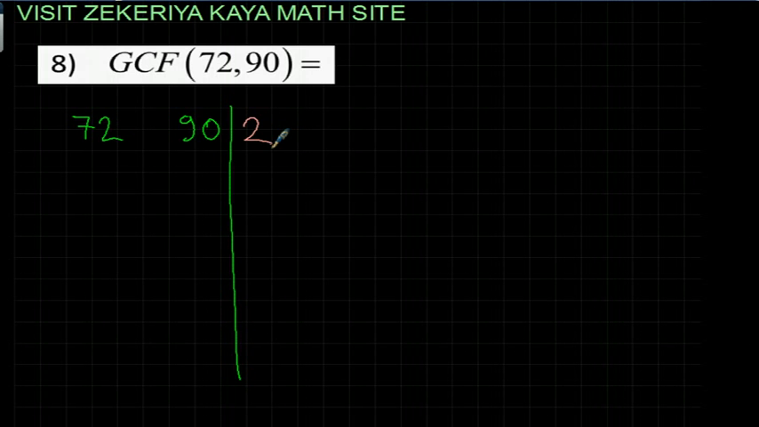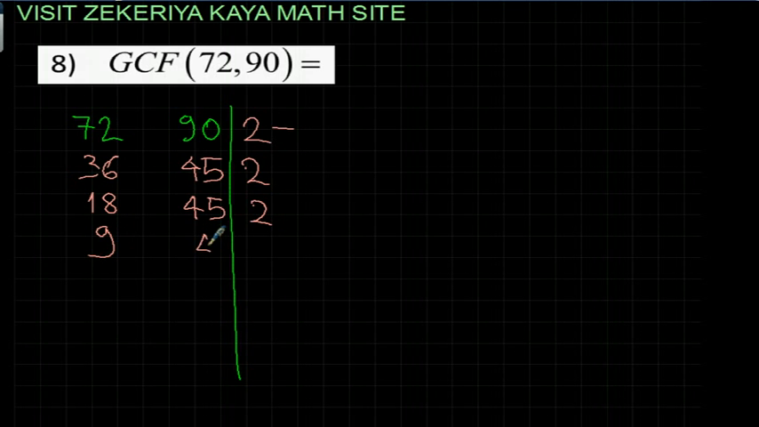Firstly, we start with 2. 72 divided by 2 makes 36. 90 divided by 2 makes 45. So, 2 divided both of them. Put the sign. Okay. Everybody, we must continue with 2 until we can't. 36 divided by 2 is 18, but 45, no.